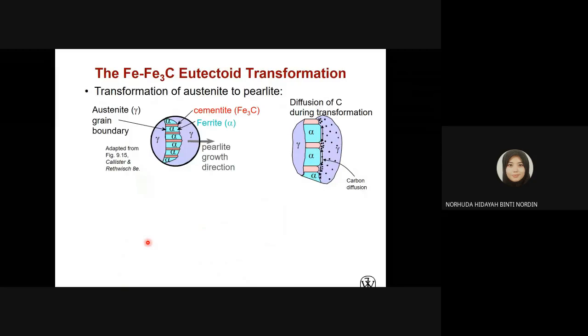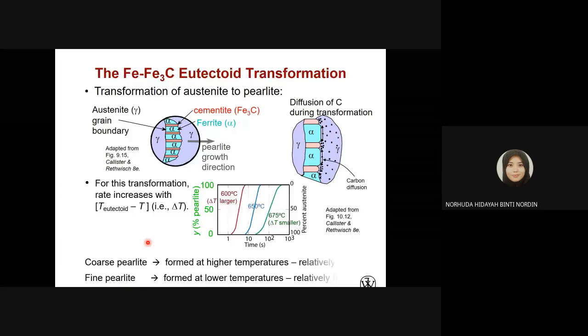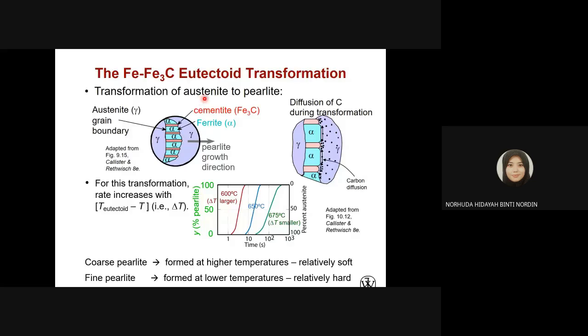Now let's see how the austenite is transformed to pearlite. So this is austenite. You cool it very fast. When you cool it, when the transformation happens, the pearlite grows. How does it grow? It grows in a lamella structure because they have two phases, right? Cementite and ferrite. So cementite, ferrite, cementite, ferrite, cementite, ferrite. And it occurs by diffusion of carbon.